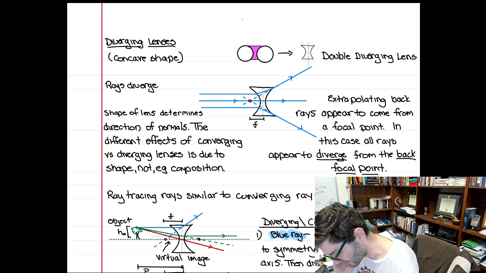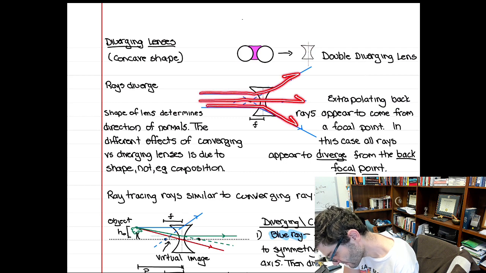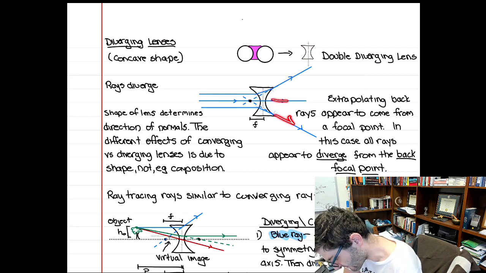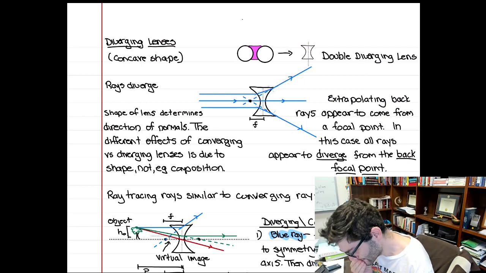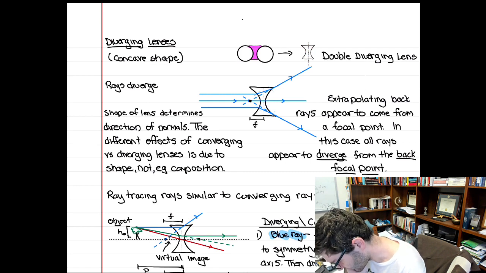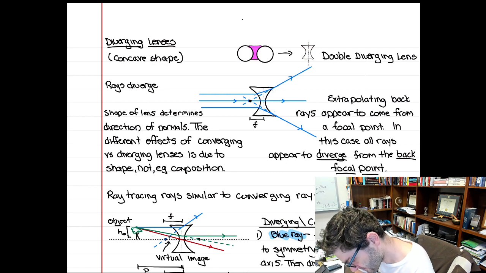It also has two focal points, but it has the effect that if parallel rays come in, then again, there are two interfaces each ray hits, and then you just use the law of refraction. And what it ends up doing is it diverges the rays from one another. If you were to extrapolate backwards, they would all appear to have emerged from a particular point, which again we call the focal point. So that's the idea of a diverging lens.